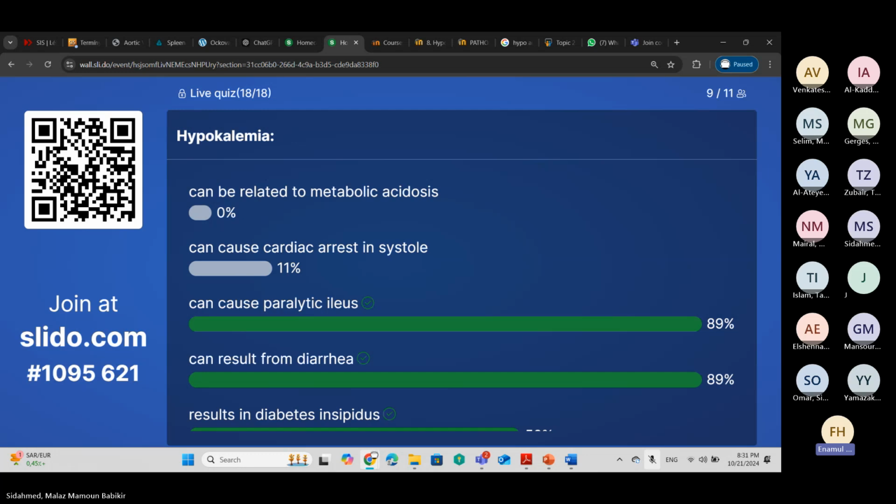As for the last one, results in diabetes insipidus. So hypokalemia causes a condition known as kaliopenic nephropathy. This is also known as the peripheral diabetes insipidus.